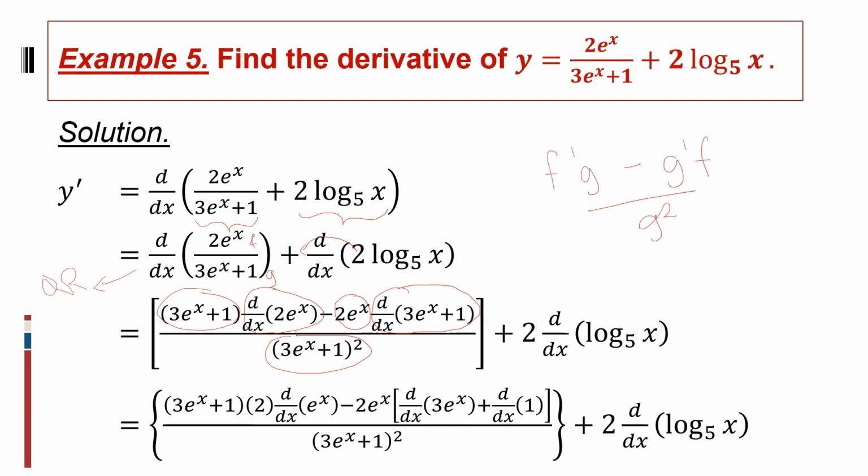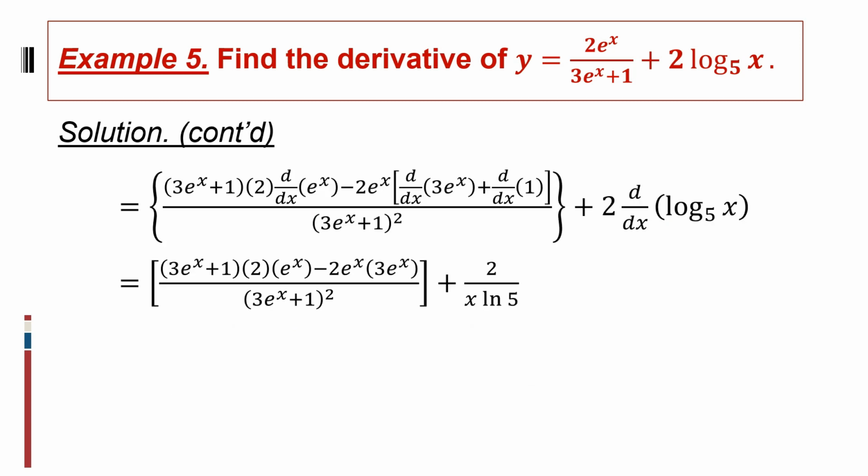So, if we simplify that, we have this. So, eto na ngayon yung 3 times e raised to x plus 1 times yung 2 nilabas niya, tas yung derivative ng e raised to x minus 2 times e raised to x times the derivative nung sum. Okay? Kasi meron tayong sum dito. So, ginawa niya, pinaghiwalay lang niya silang dalawa. Plus, syempre, yung 2 times the derivative of log of x to the base 5.